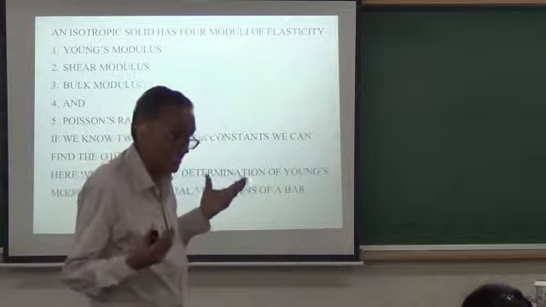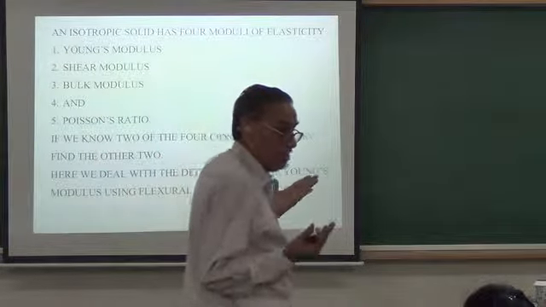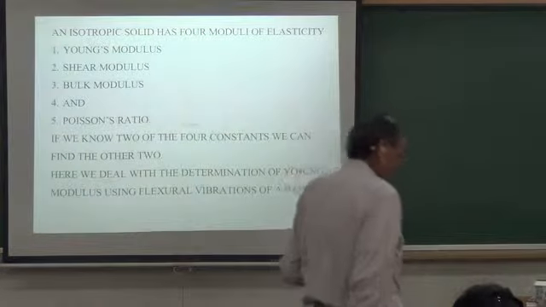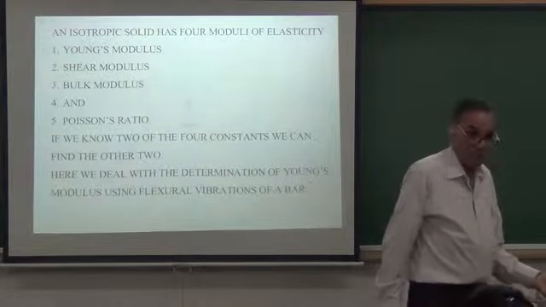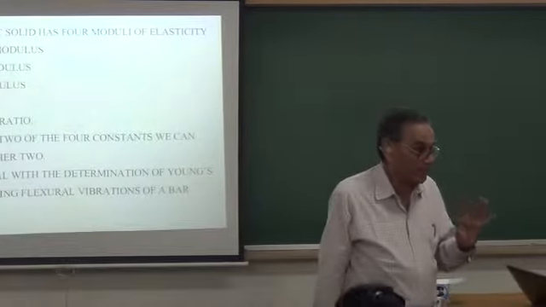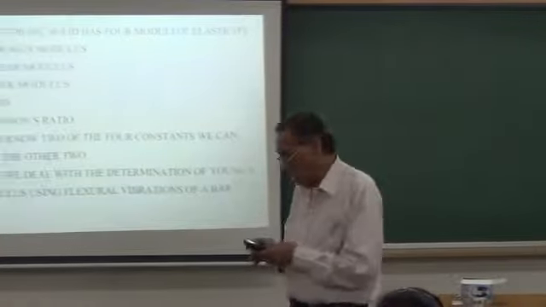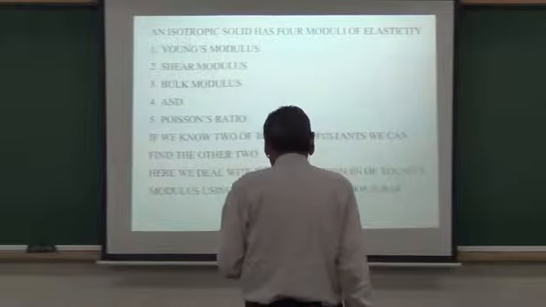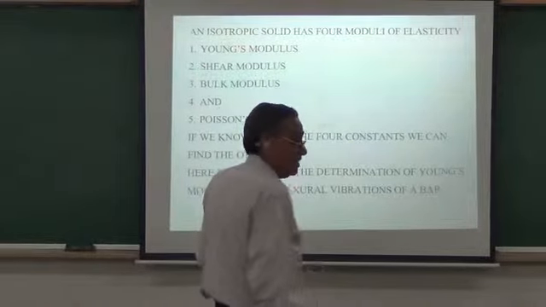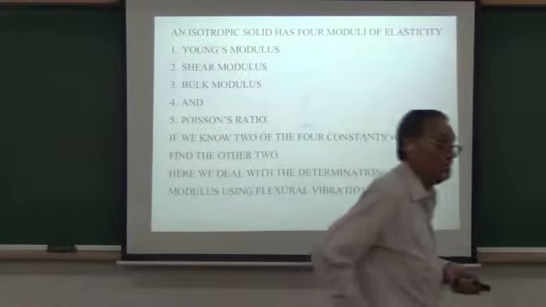If you take glass, it is isotropic. You will get the same value for the elastic constant. So these are polycrystalline materials, so they will behave in an isotropic fashion. So for such isotropic materials, there are 4 moduli of elasticity you can define.